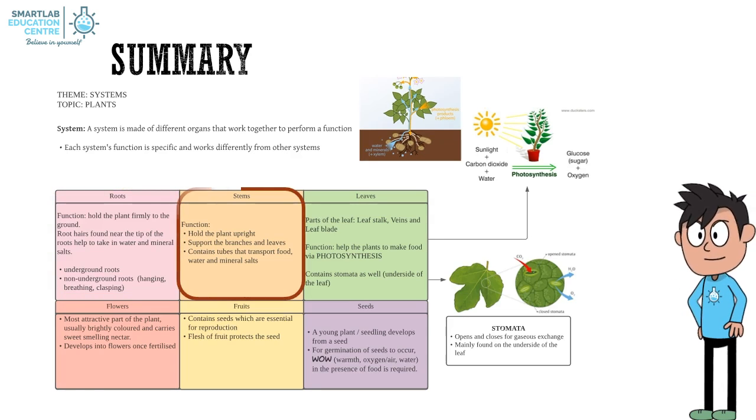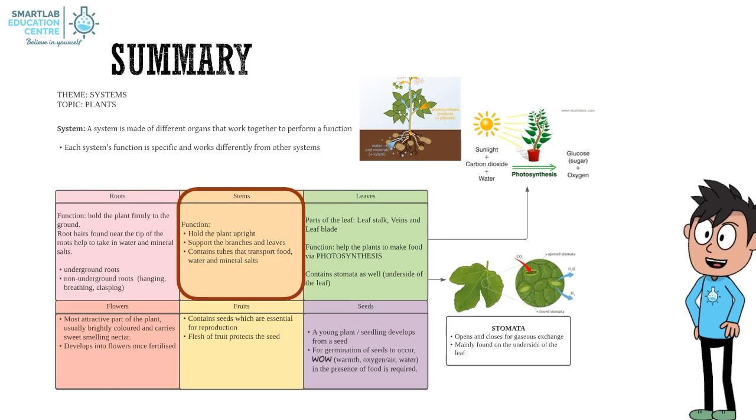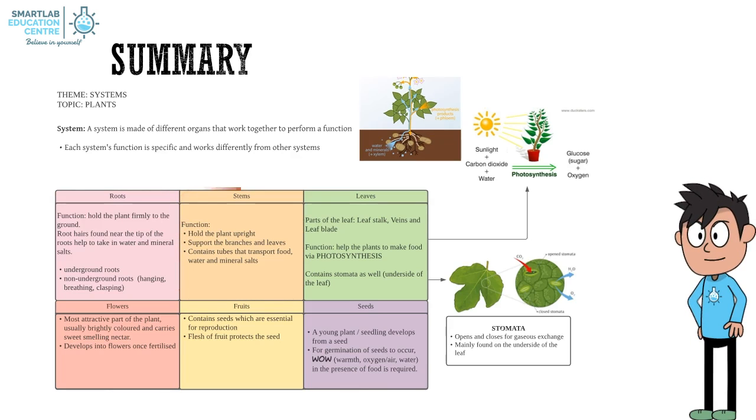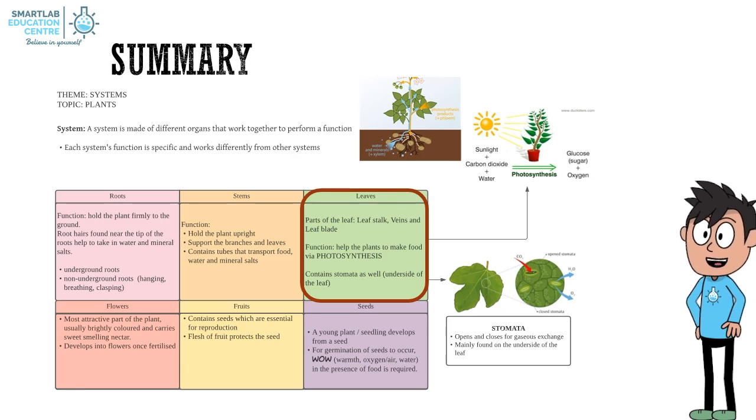Stems. Its function is to hold the plant upright, support the branches and leaves. Contains tubes that transport food, water, and mineral salts. Leaves. Has 3 parts: leaf stalk, veins, and leaf blade. Helps the plants to make food via photosynthesis. Photosynthesis is a process when a plant takes in sunlight, carbon dioxide, and water to make glucose and oxygen. Leaves also contain stomata and are mostly found on the underside. It opens and closes for gaseous exchange.